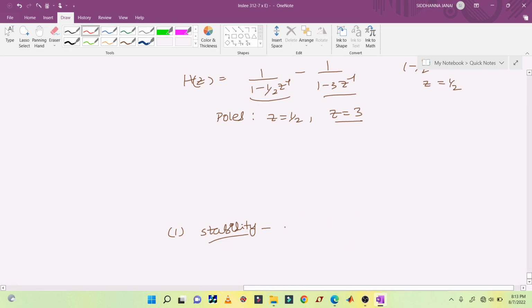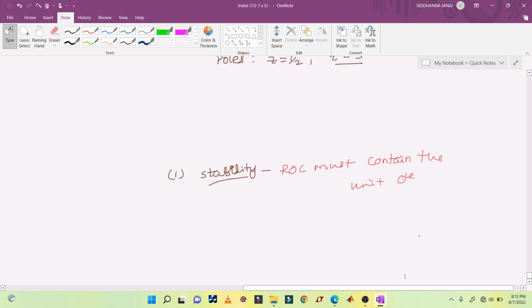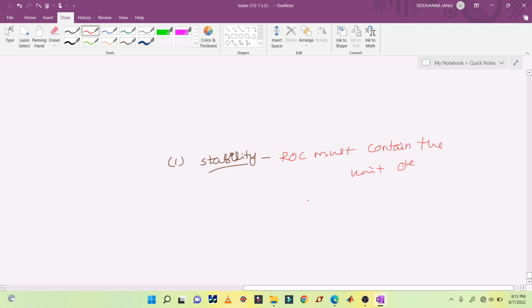Let me draw it properly. For stability, the condition is ROC must contain the unit circle. Correct? For that, what are the poles? First we need to understand. Poles are at 1 by 2 and 3. The unit circle will be here.